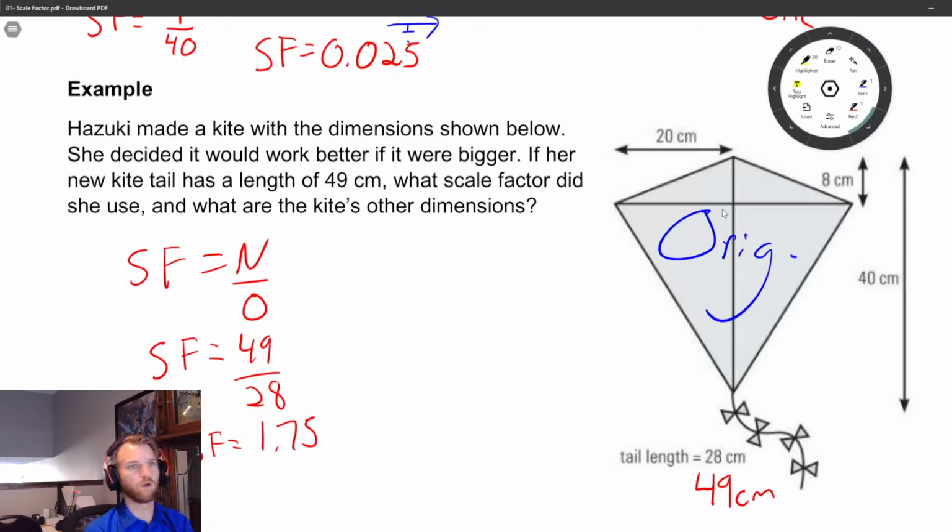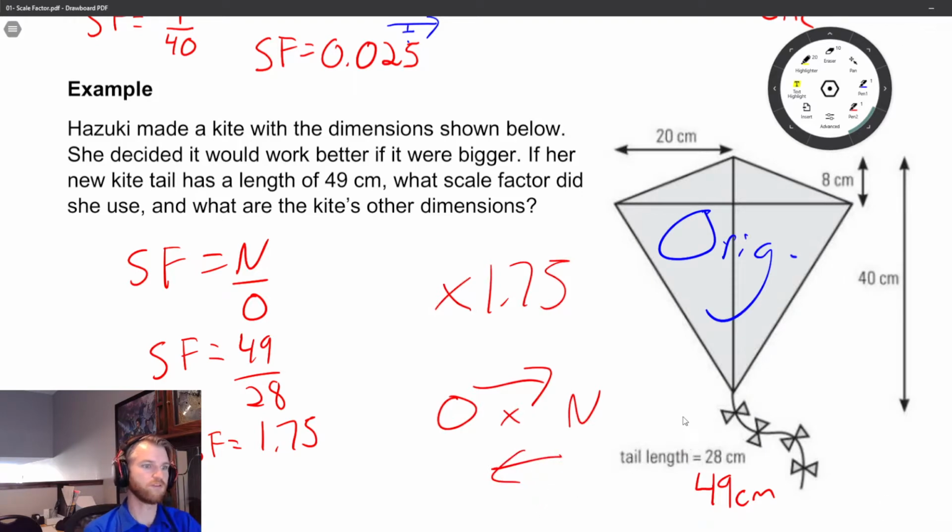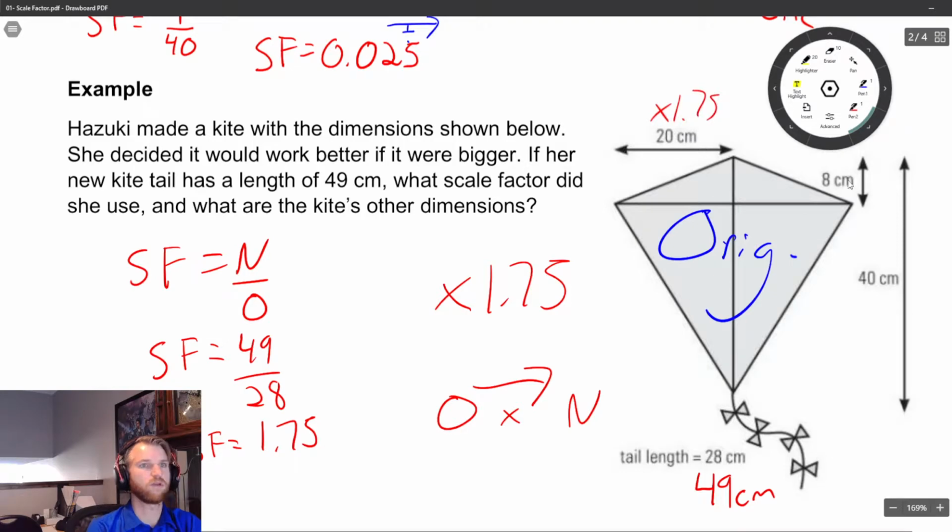Now we want to know what are the new measurements. So to find the new measurements, we just need to take all of our original measurements and multiply them by this scale factor, 1.75. You remember I said when we're going from our original to the new, taking from the original, going to the new, that's when we're multiplying. If we had taken the new one, the big one first, and wanted to go backwards, that's when we would have to divide. Okay? But in this case, this is a straightforward example, taking our original thing, making a new thing, so we're multiplying by a scale factor. So we're just going to say 20 times 1.75. We're going to say 8 times 1.75 to get the new one for that. And then 40 times 1.75. And that will give us our new measurements.